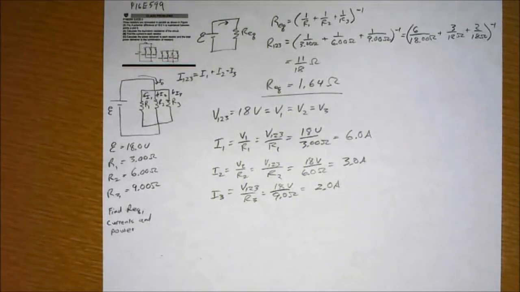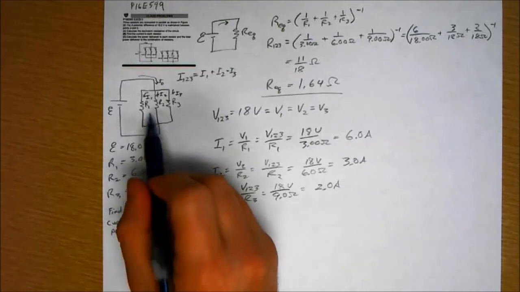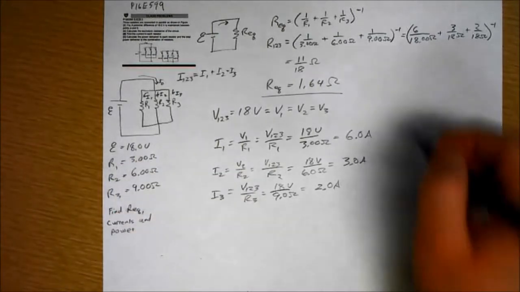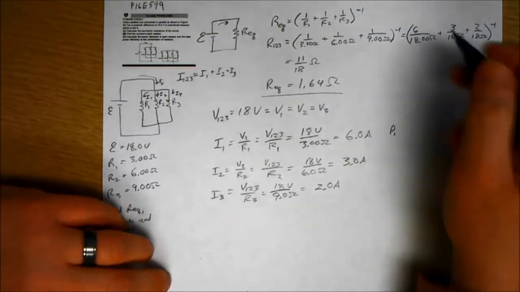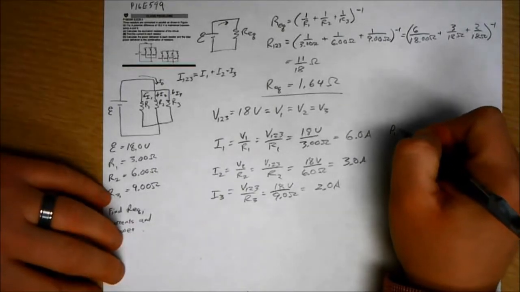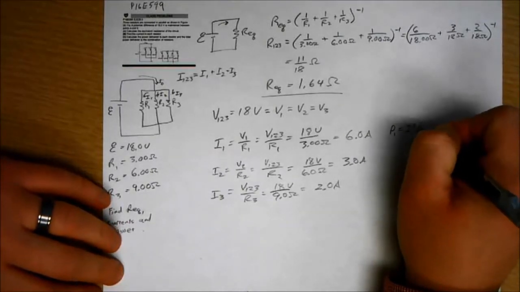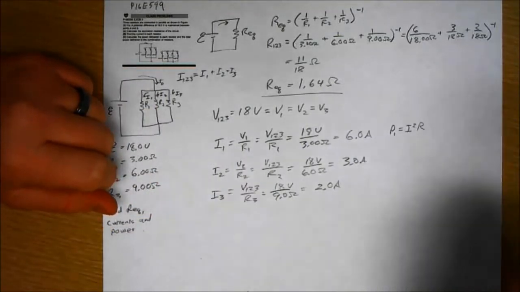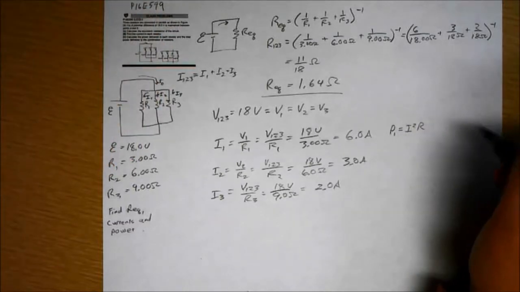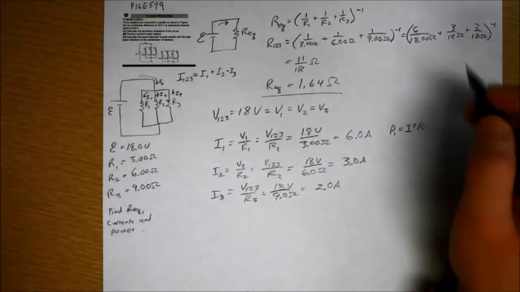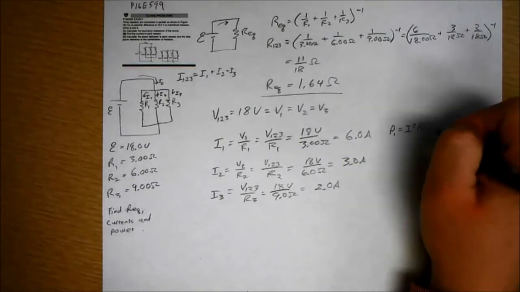So now the next question says, what is the power dissipated in each one of these resistors? Well, power can be represented several different ways. I always remember I squared R. We now have the currents and we have the resistances. Or you could have power equals IV, or you could have power equals V squared over R, any of these things. Let's just use I squared R.